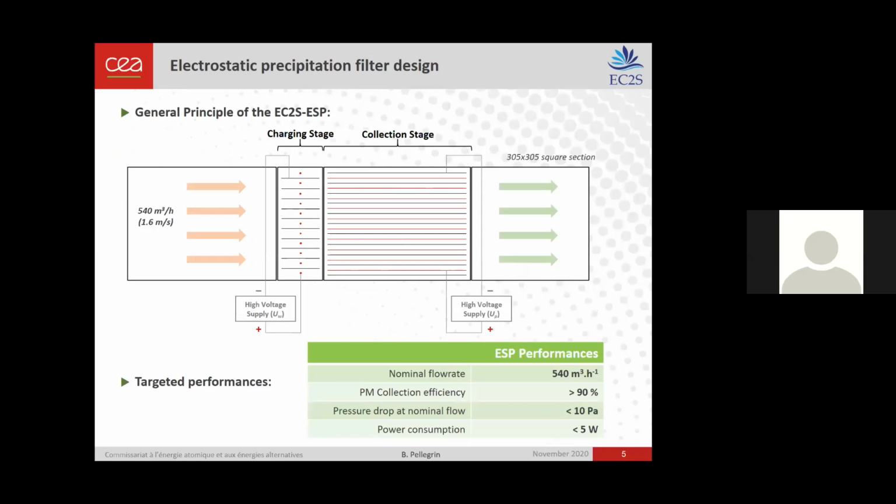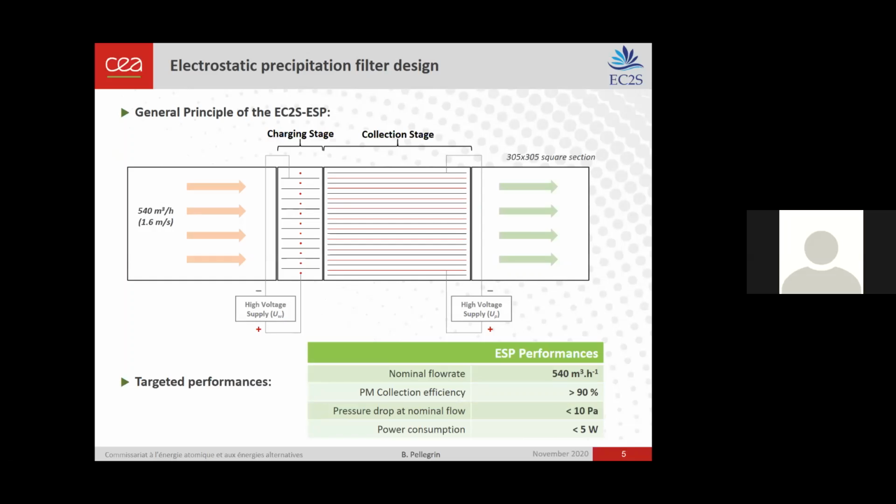So here is presented the general principle of electrostatic precipitation. In this configuration, incoming particles are charged using unipolar ions, which are produced by corona discharge. The corona discharge is obtained by applying a strong non-uniform electric field on curved electrodes. And then we have the collection stage, where a potential difference is applied between metal plates so that the charged particles are attracted and collected on those plates.